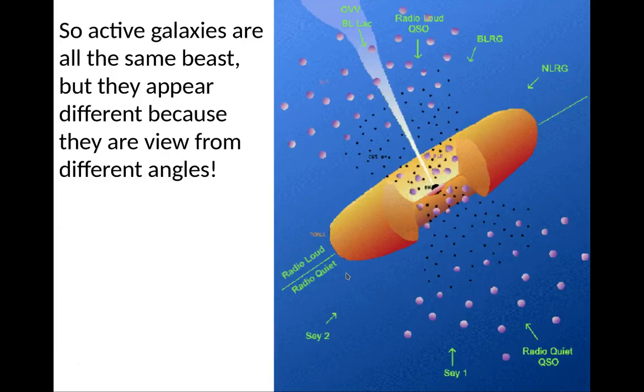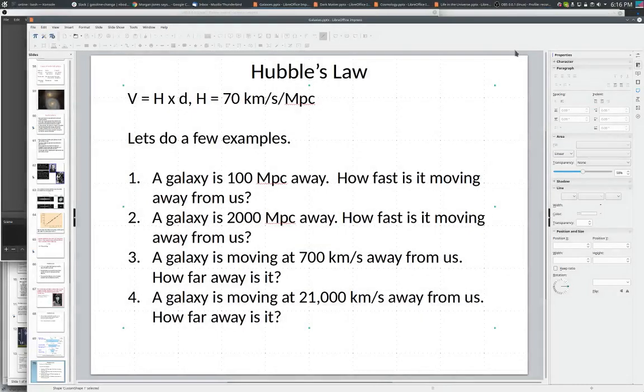Okay, so active galaxies are really the same beast, seen at different angles. For instance, from one angle you might see a Seyfert 1, on this side you might see a Seyfert 2, on this side you might see a really quiet quasar. Other times you might see quasars, or you might look from the side and see a narrow line radio galaxy. Okay, and that's it for galaxies.